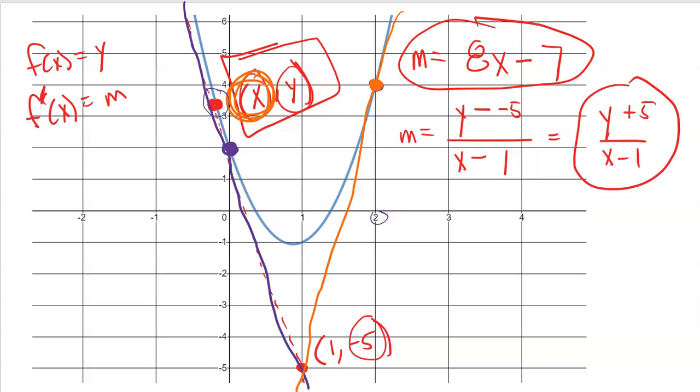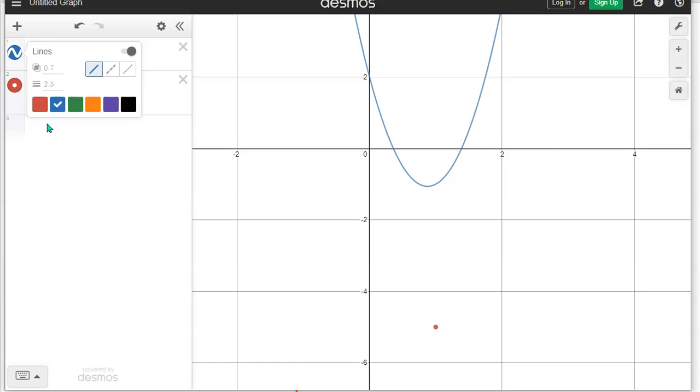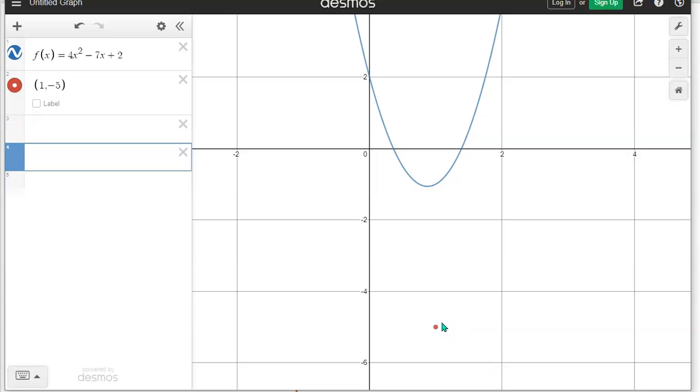Now the best way to check this is using our friend Desmos. It makes it so awesome. All right, so here is what I did in Desmos. I graphed my function, 4x squared minus 7x plus 2. We see it as a black parabola there. If you don't like that black color, we can always change it to, there you go, blue. And then we also graphed the point 1, -5. And that point is down here in red. You see it down here at the very bottom.